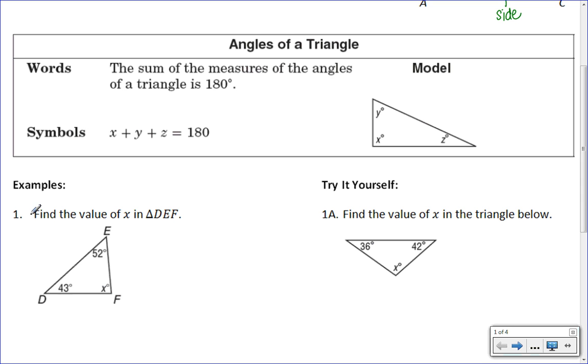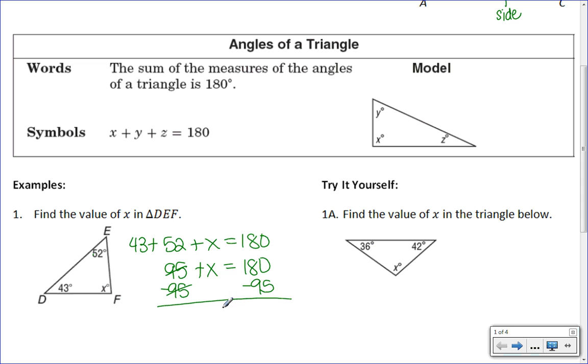Okay. And in this triangle, and in every triangle, all three angles add to 180. So we can write an equation that shows that 43 plus 52 plus x equals 180. And we know how to solve equations, so we will go ahead and combine like terms here. 43 and 52 is 95 plus x equals 180, and then subtract 95 from both sides. I get x is equal to 85.